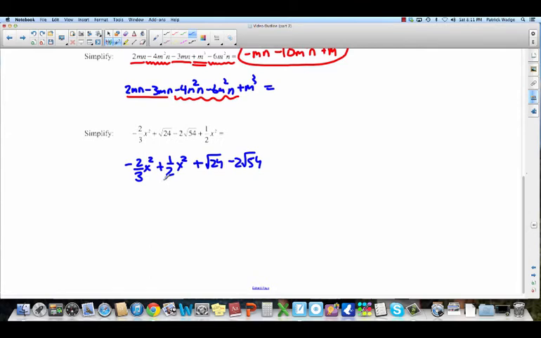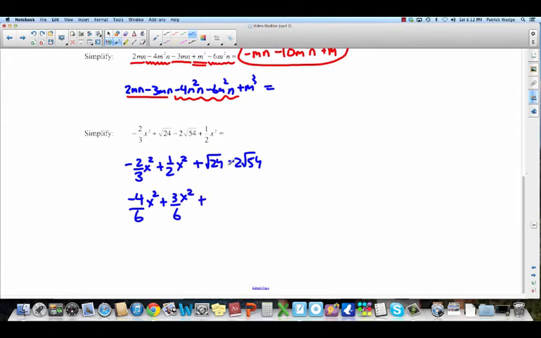Adding fractions. What do you know about adding fractions? You need a common denominator. What's the common denominator of 3 and 2? 6. So put it over 6. What do you multiply 3 by to get 6? 2. Do the same to the numerator. You get negative 4 over 6 x squared plus 1/2 is the same as 3/6 x squared, right? Multiply the bottom by 3, top by 3. 1 times 3 is 3.